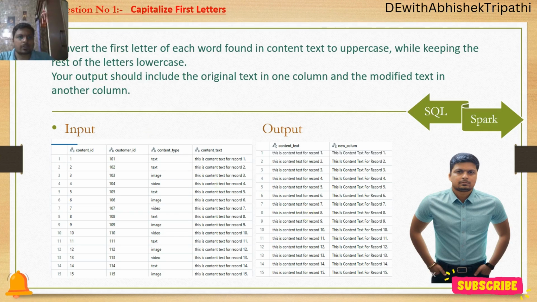Today I came across another set of interview questions which were asked in one of the interviews. The question is capitalize first letter. Capitalize first letter is nothing but converting the first letter of each word found in the column in context text to uppercase while keeping the rest of the letters lowercase. Your output should include the original text in one column and the modified text in another column.